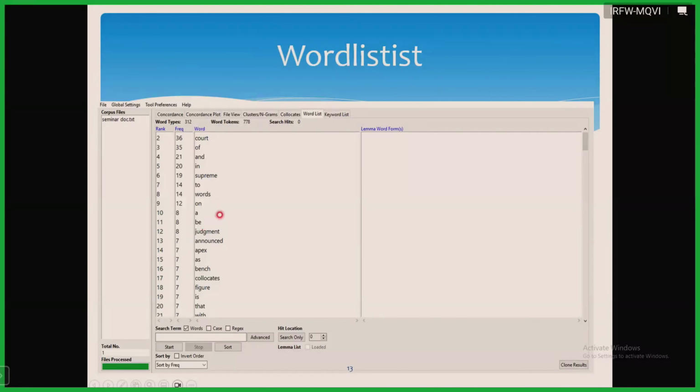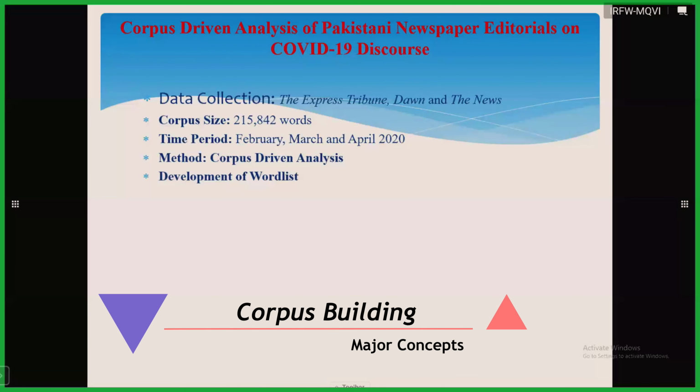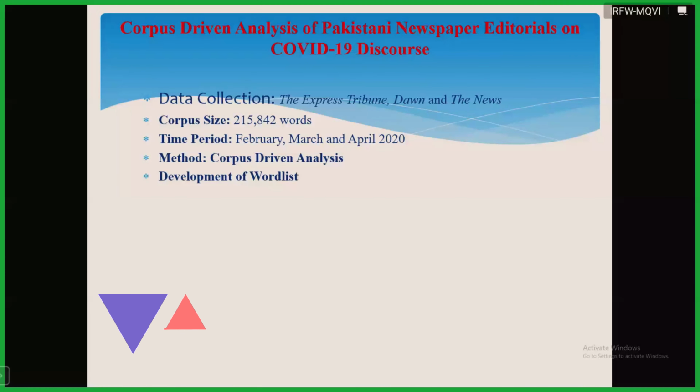So mostly in corpus linguistics, you concentrate on the meaning. Content words. Right? You concentrate on content words. So corpus linguistics also allows you to find out the words, content words or functional words, both, by using different software. Now, in this session we are also going to cover corpus building.